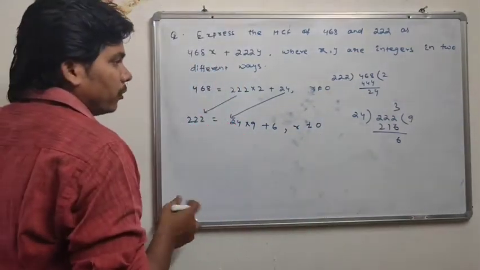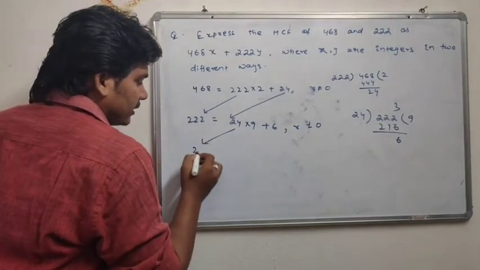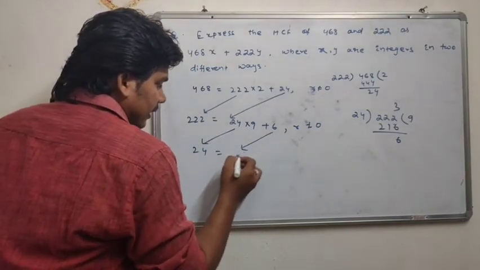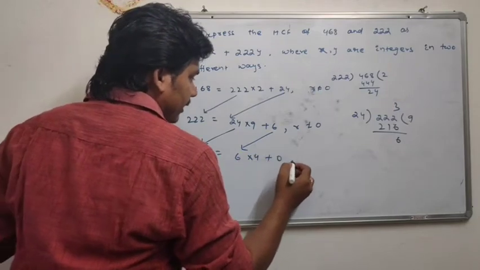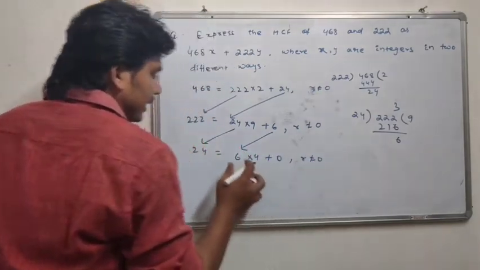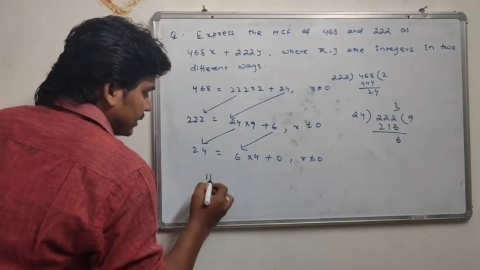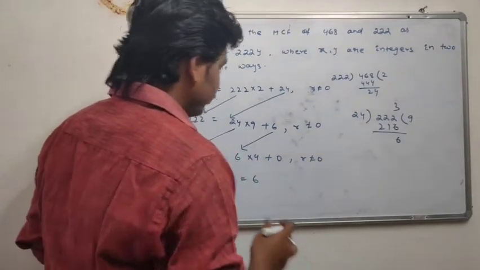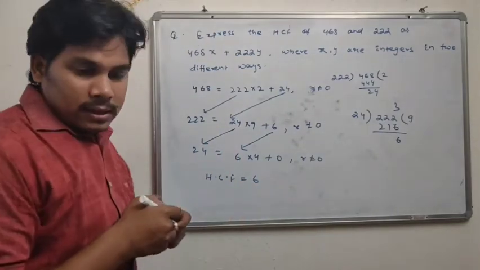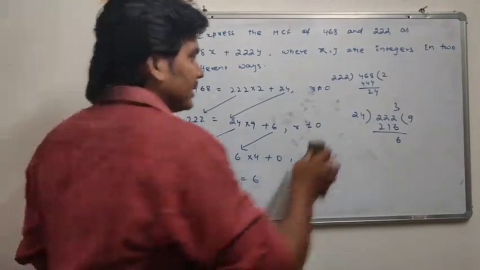That's why you have to follow the next step, where 24 is the dividend and 6 is the divisor. Next, 6 fours are 24, the remainder is 0. Hence here this divisor is the HCF. Here the HCF is 6.